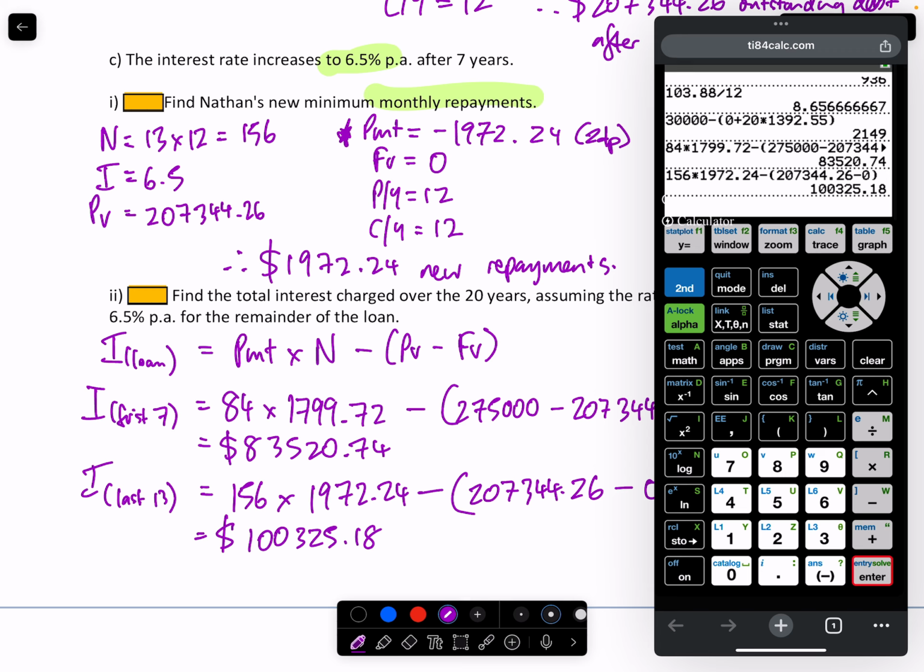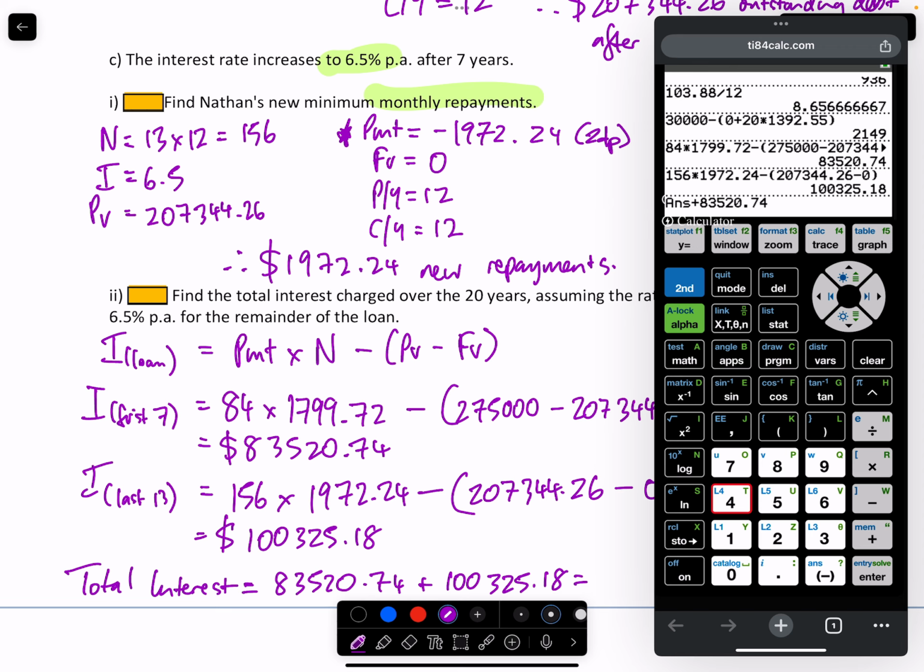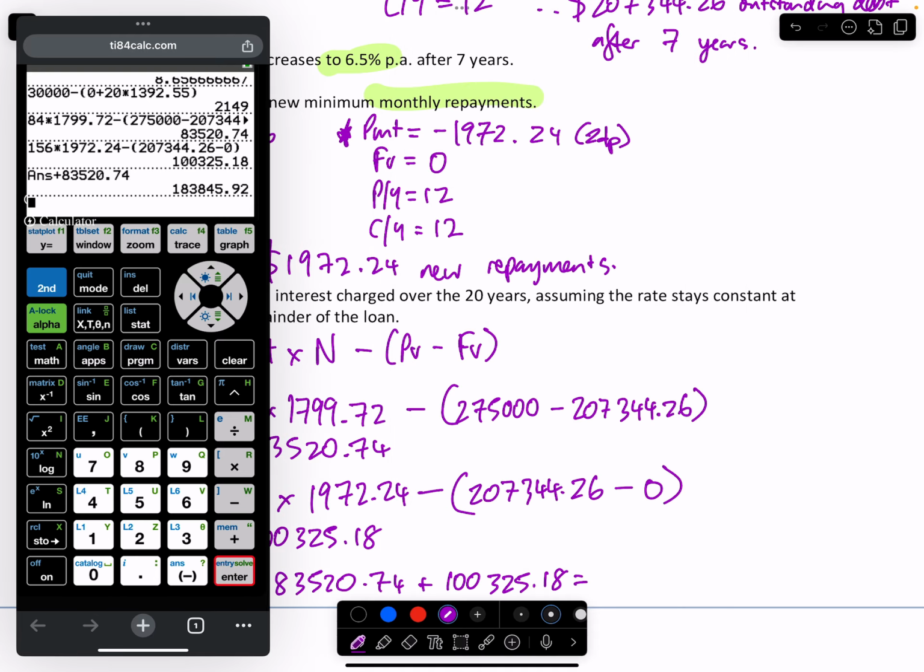So total interest is going to be the 83,520.74 plus 100,325.18 equals, I've already got that number in there, so just add the 83,520.74. 183,845.92 total interest.